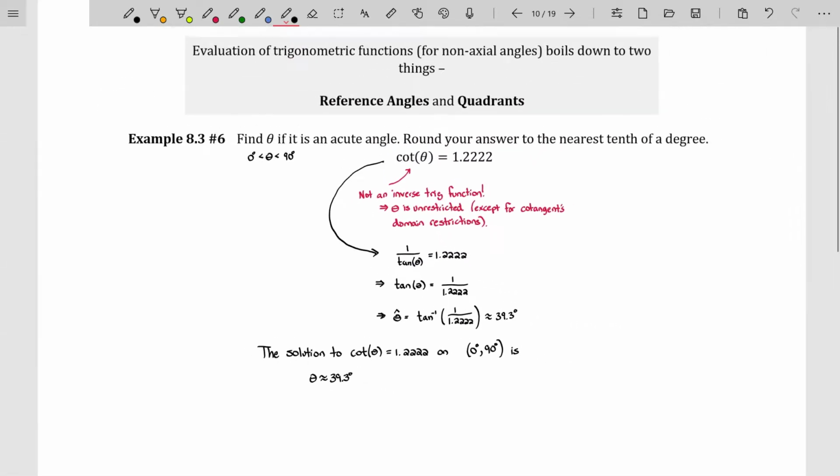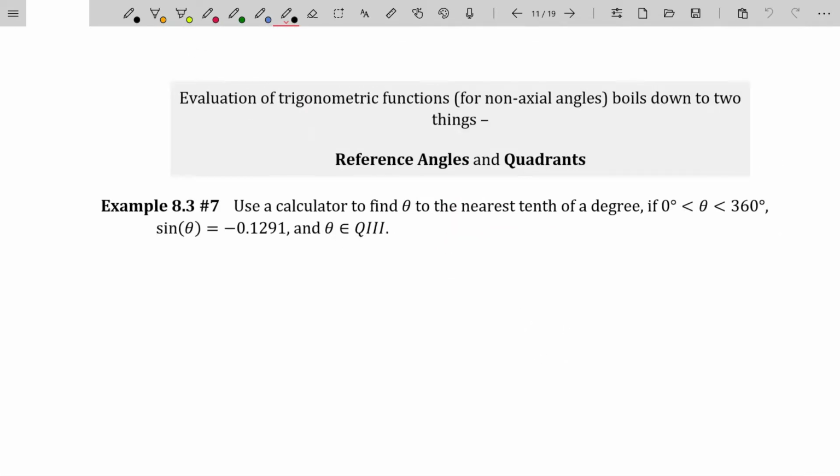So that's not too terrible. I mean, it could be worse. As a final example, let's go ahead and take a look at this guy right here. Use a calculator to find theta to the nearest tenth of a degree. So a few things I need to note here.